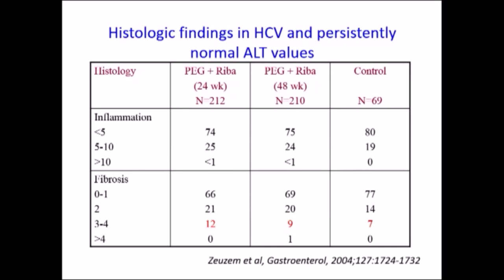And we now know from data in hepatitis C that, regardless of how much inflammation or how much scar tissue, even cirrhosis, a substantial number of people actually have normal liver enzymes. These are the histologic findings in people with hepatitis C and persistently normal liver enzymes. And you can see many of them will have significant liver disease, both in terms of inflammation and fibrosis.